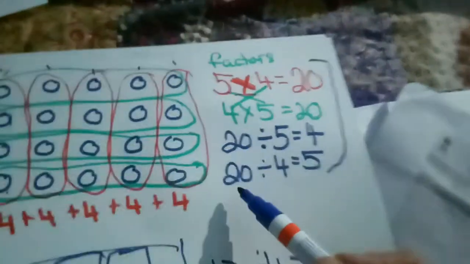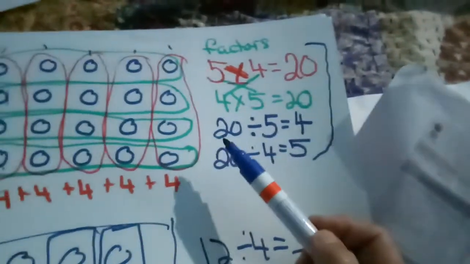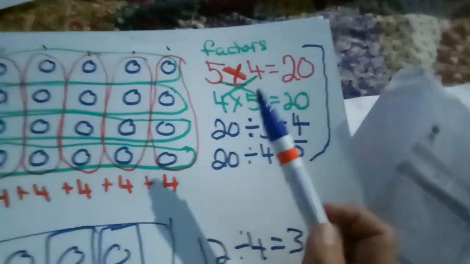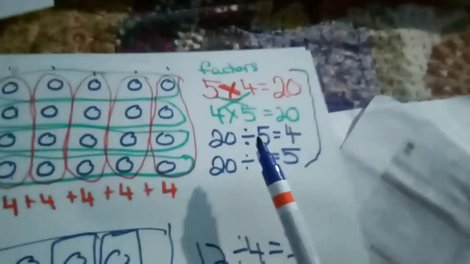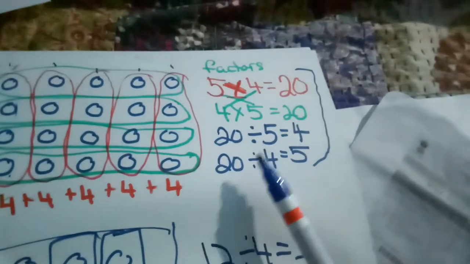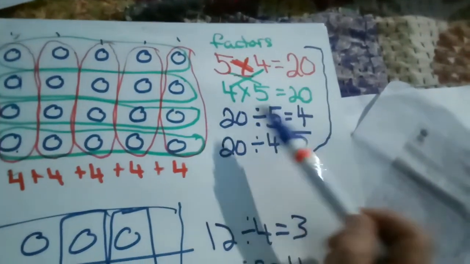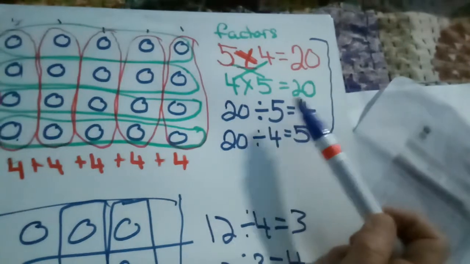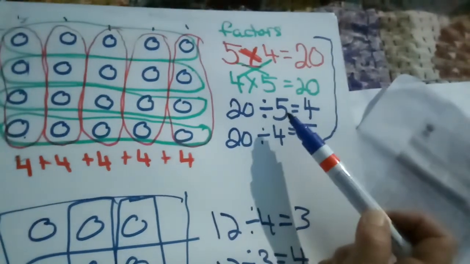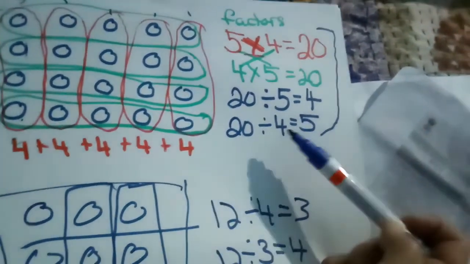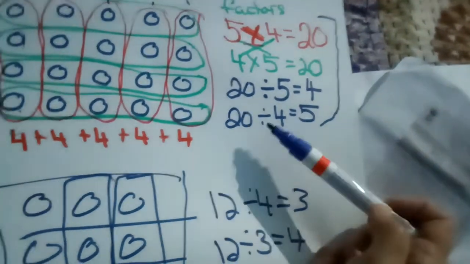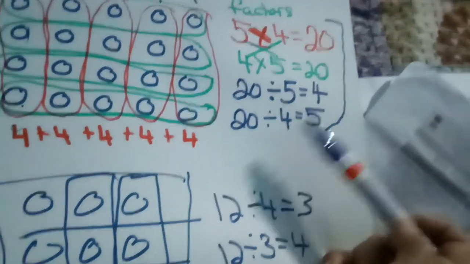But this is a number sentence, and what I'm going to do now is give you a little bit of homework where I want you to write the missing number sentences in it. So I might give you 5 times 4 equals 20, but I won't write this one. You have to write it in. And then 20 divided by 5 equals 4. And then the next one, you're going to have to write in 20 divided by 4 equals 5.